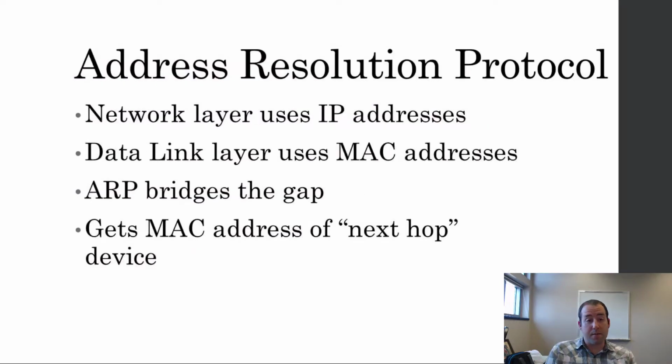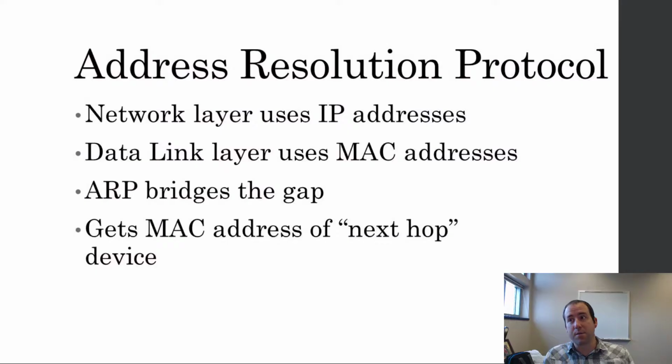And ARP stands for the Address Resolution Protocol. Remember, the network layer uses IP addresses. The data link layer uses MAC addresses. ARP connects those two. And what it does, it's a method for getting the MAC address of the next hop device. So we have the IP address from routing, the routing table and all that stuff, and default gateway, all that figures out what the IP address is of the next device. We need the MAC address to be able to transmit anything, and ARP will get us that next hop.